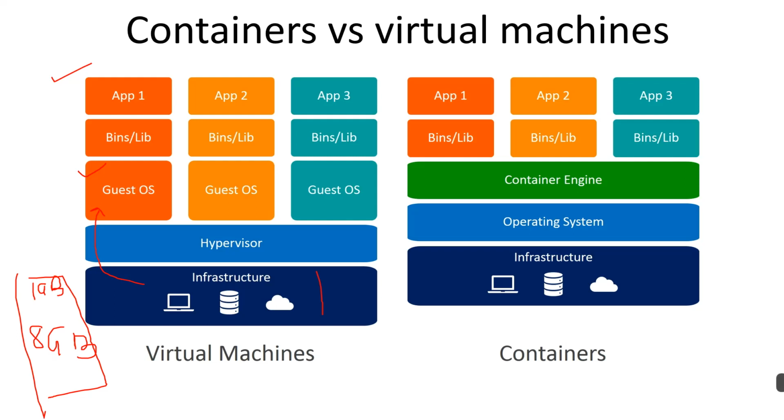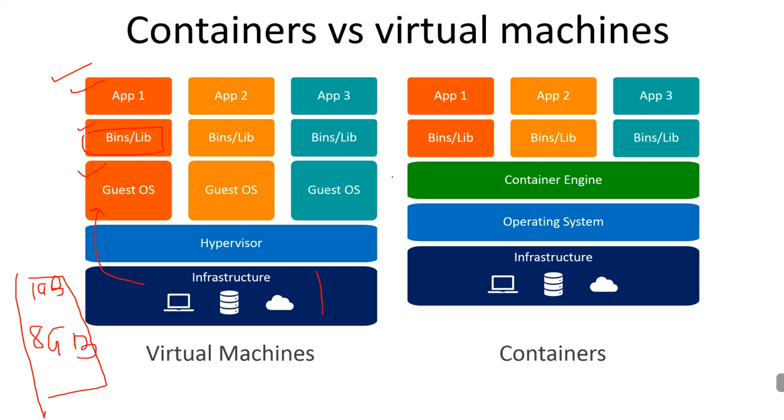And above the OS we have to build the libraries also. Libraries means, suppose you want to install a Jenkins application, then we require libraries, so you have to install Java and all those things. Then you have to run the Jenkins application.